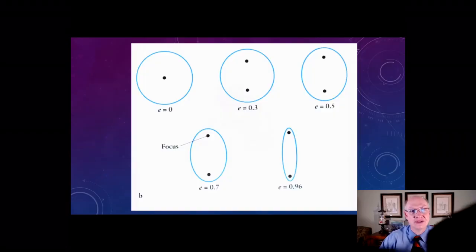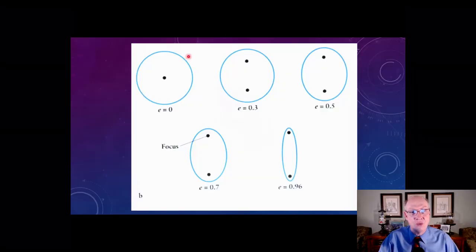So here's the eccentricity of a couple different orbits right here. This is an eccentricity of 0. That is, it has no eccentricity at all. Another way to put that is a circle is simply a special kind of ellipse. A circle is an ellipse that has an eccentricity of 0. All circles are ellipses, but not all ellipses are circles. Here is an ellipse with an eccentricity of 0.3. Here's what one looks like with an eccentricity of 0.5, 0.7, and 0.96. You can see the higher the eccentricity, the longer and skinnier the ellipse.